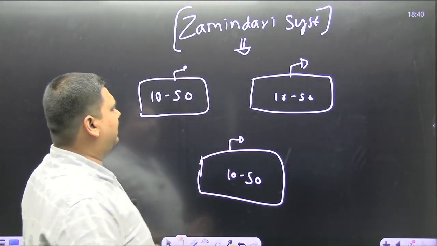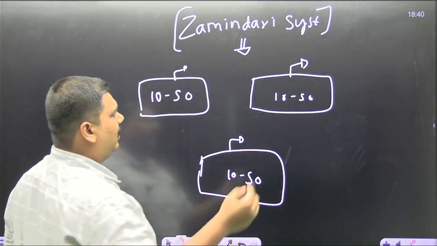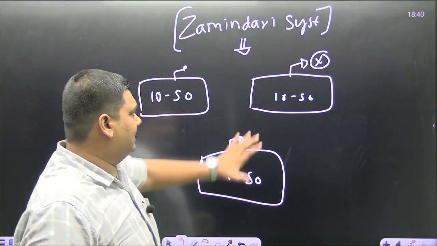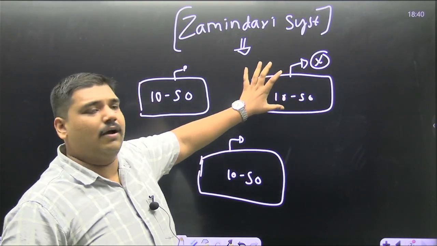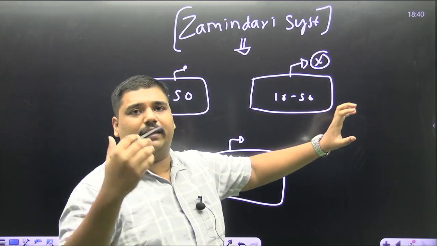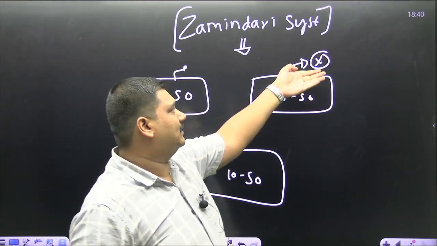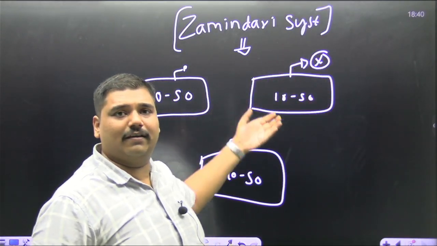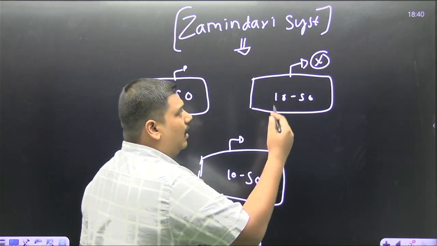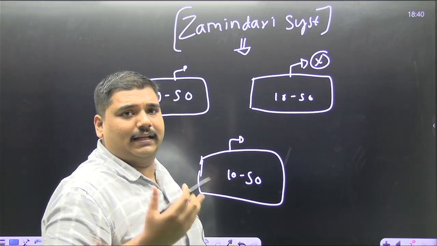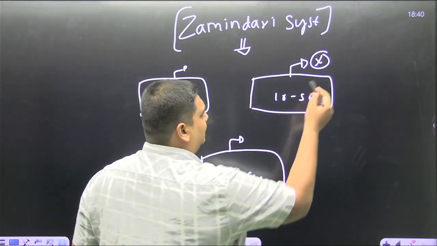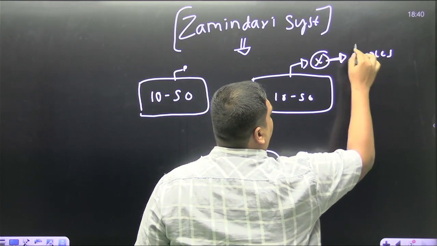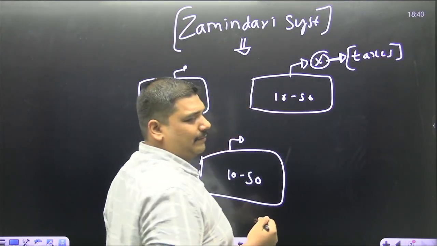the revenue collection would occur from a zamindar, a person say X. These 50 villages were the property of X. Say X is the zamindar. Now X owns the entire 50 villages. And as a result of owning the property, this X would be liable to pay taxes to the British government.